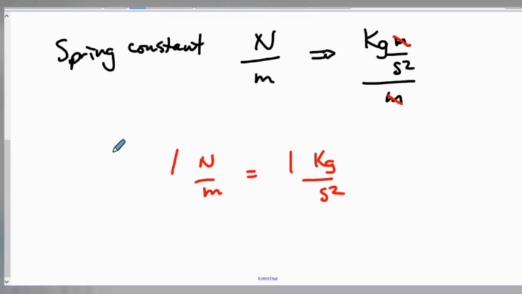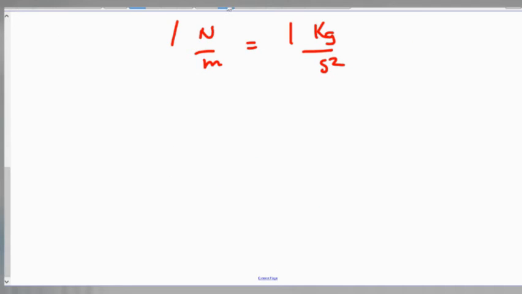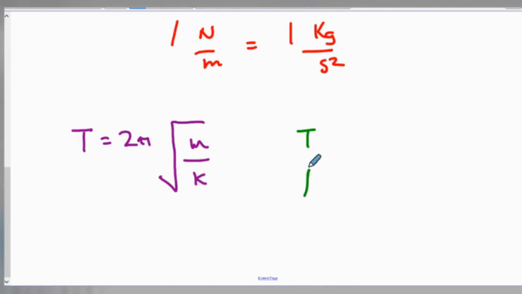Okay, so that's going to come into effect here when we do this, because what happens is when we look at, let's just pull the formula down here again. When we look at the period, it is 2 pi times the square root of the mass divided by the k value. When we look at the units, well, there's no units for pi, so T, we're hoping that's going to be in seconds.